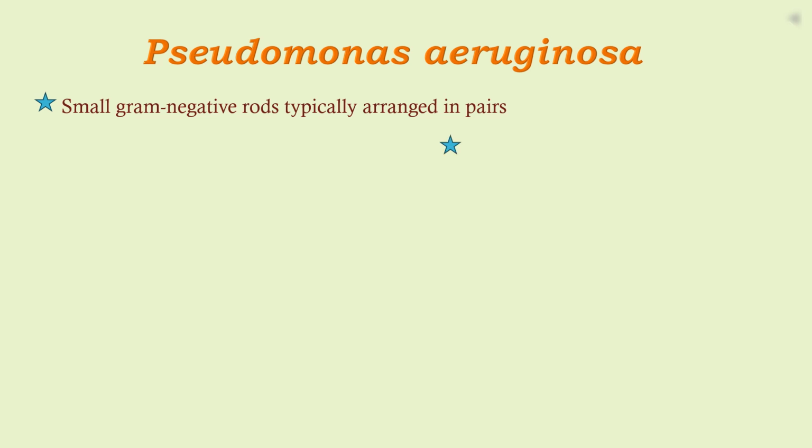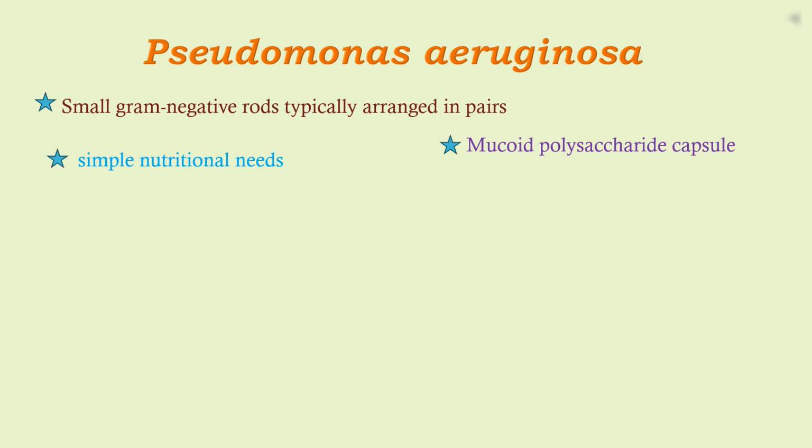Pseudomonas aeruginosa is a gram-negative rod typically arranged in pairs. It's notably characterized by a mucoid polysaccharide capsule. It has simple nutritional requirements and is capable of growing in a wide range of environments. This bacterium is an obligate aerobe and oxidizes glucose for metabolism.